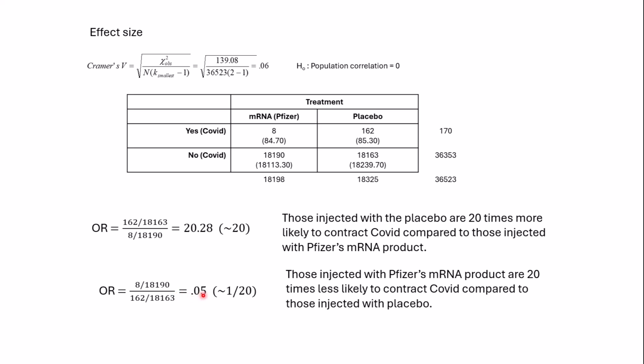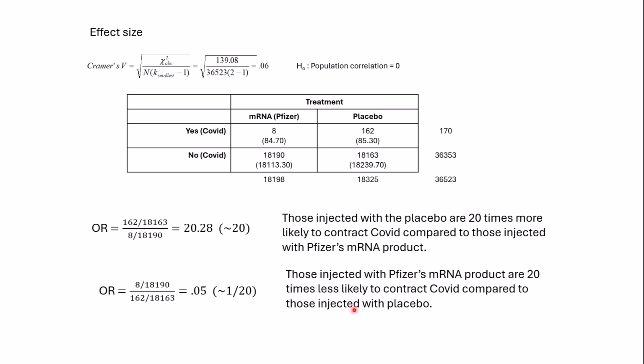And I get 0.05. That's just a reciprocal of this. So if you take 1 divided by this, you're going to get this. And it's the same interpretation, so it doesn't really matter. Those injected, now notice how I reverse it though, those injected with the Pfizer mRNA product are 20 times less likely to contract COVID compared to those injected with placebo.